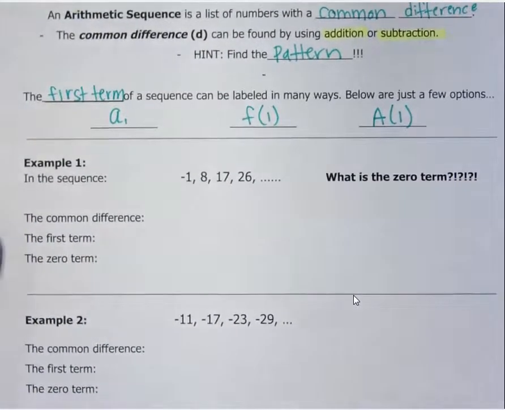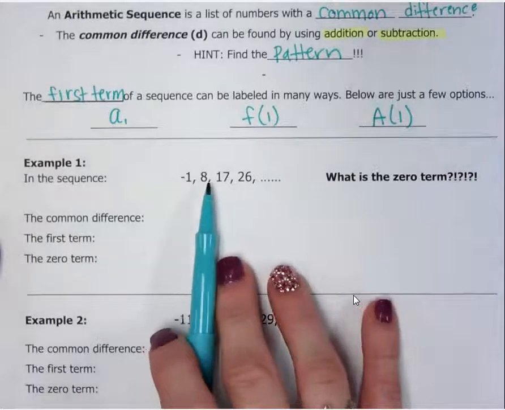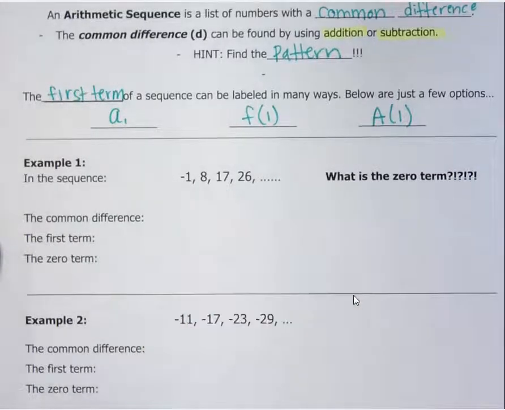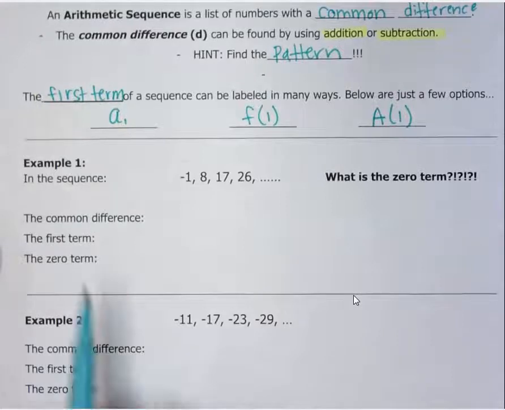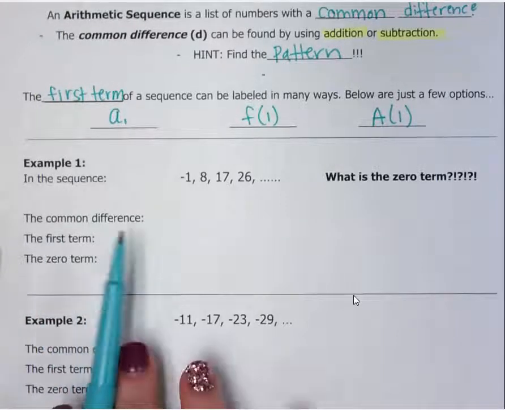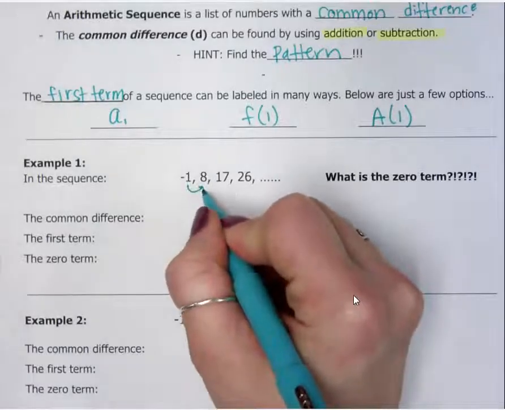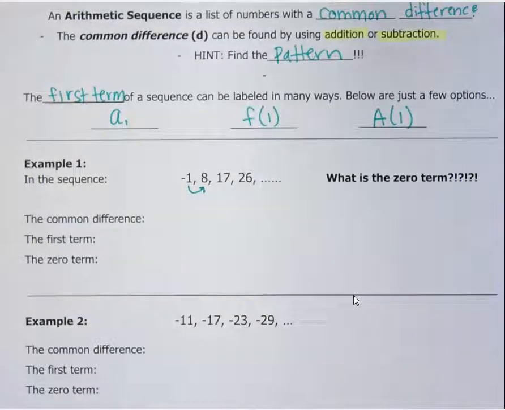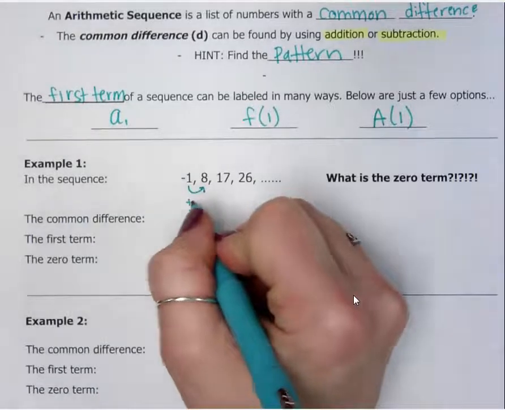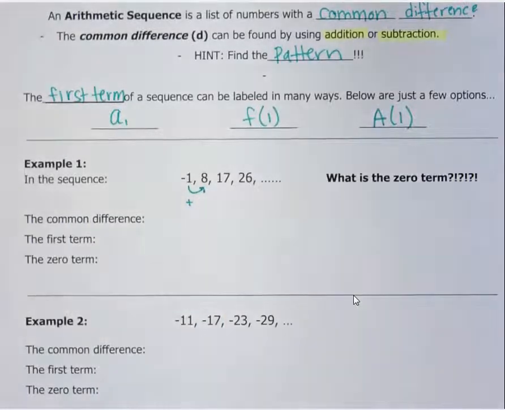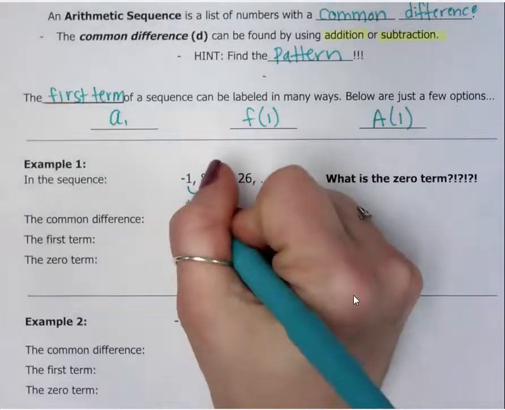Here we go. Example 1. In the sequence -1, 8, 17, 26, the first thing we always want to do is find the common difference. So that's how is it moving. So how do we get from -1 to 8? I know we're going up, so I know that it's going to be positive, but how many are we going up from -1 to 8? If you don't know, just count. -1, 0, 1, 2, 3, 4, 5, 6, 7, 8, 9. We went up 9 units.